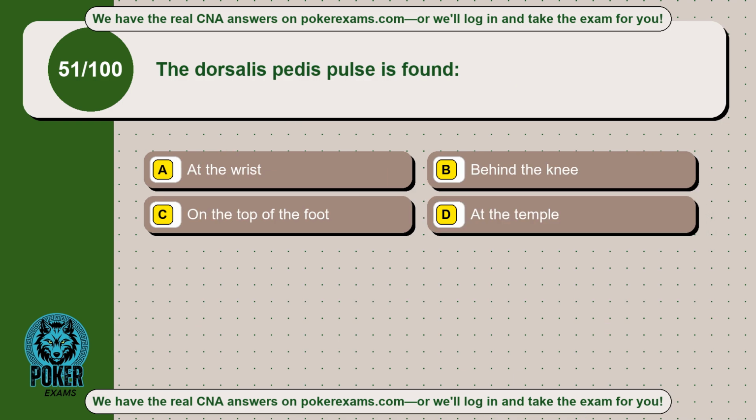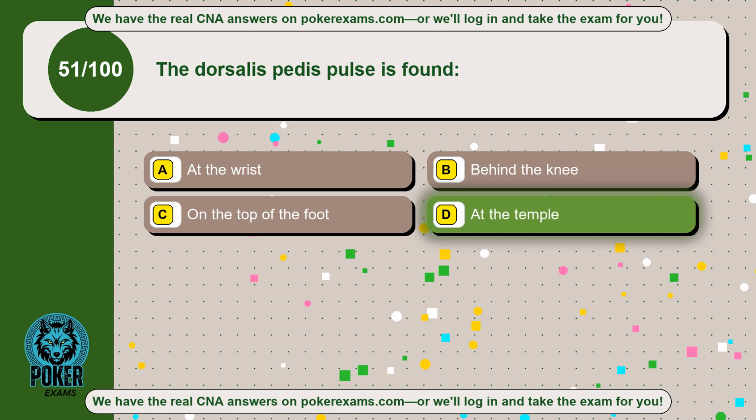Question 51. The dorsalis pedis pulse is found: Option A. At the wrist. Option B. Behind the knee. Option C. On the top of the foot. Option D. At the temple.